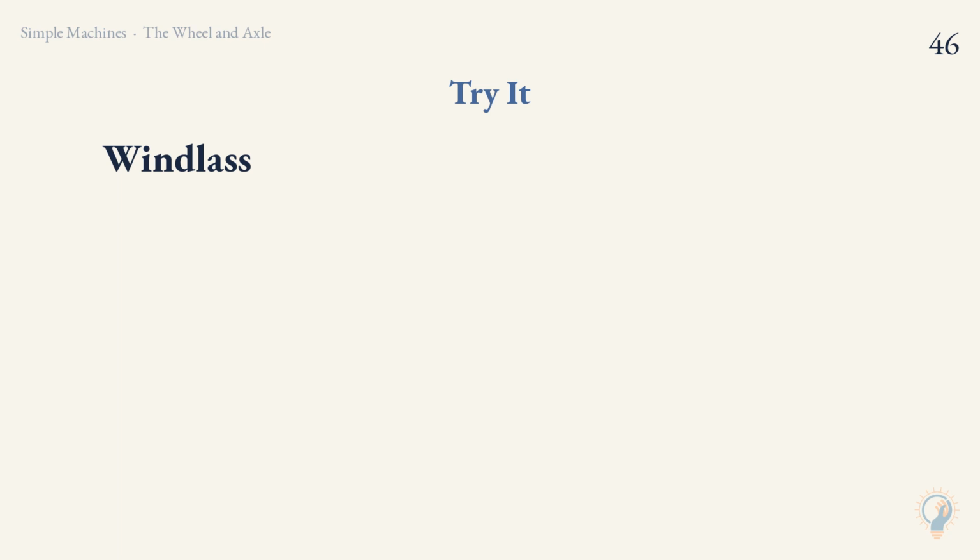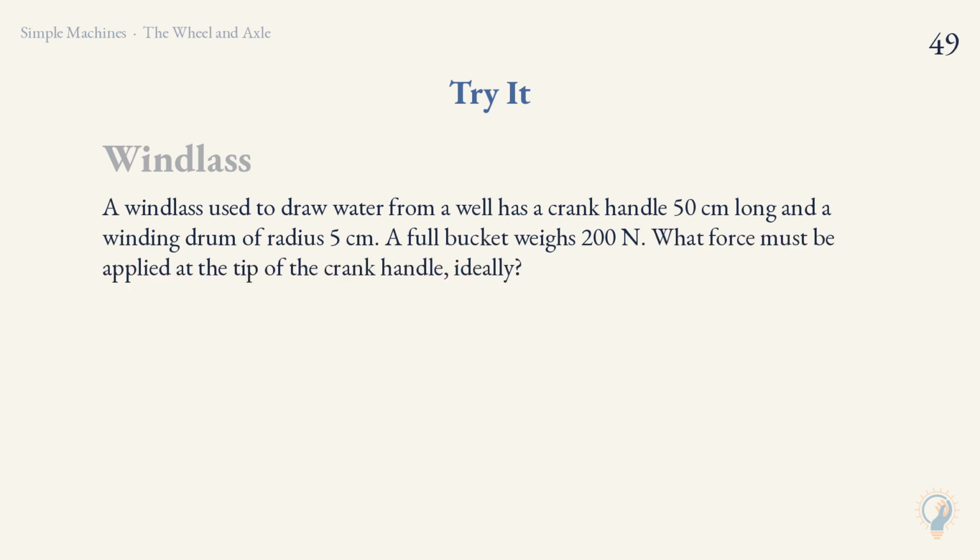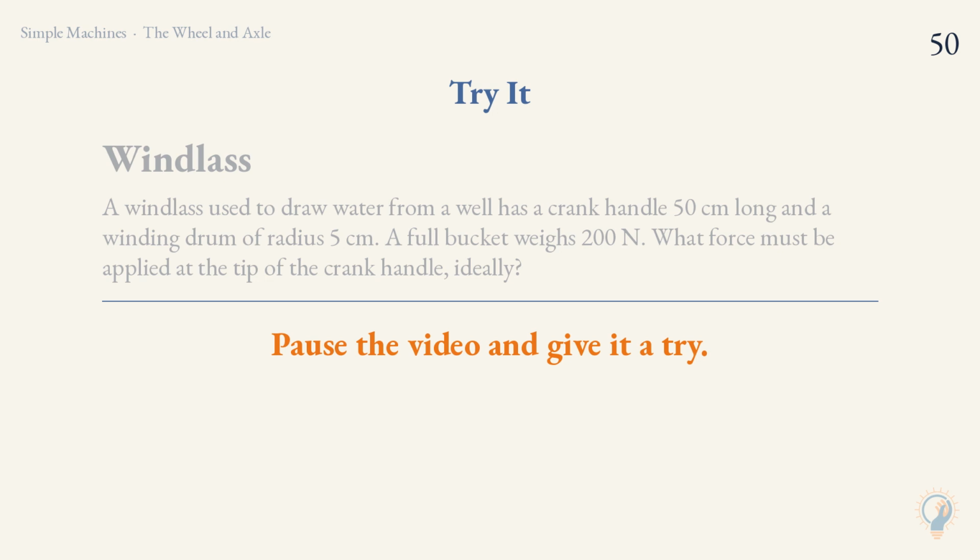Windlass. A windlass used to draw water from a well has a crank handle 50 centimeters long and a winding drum of radius 5 centimeters. A full bucket weighs 200 newtons. What force must be applied at the tip of the crank handle, ideally? Pause the video now and give it a try.